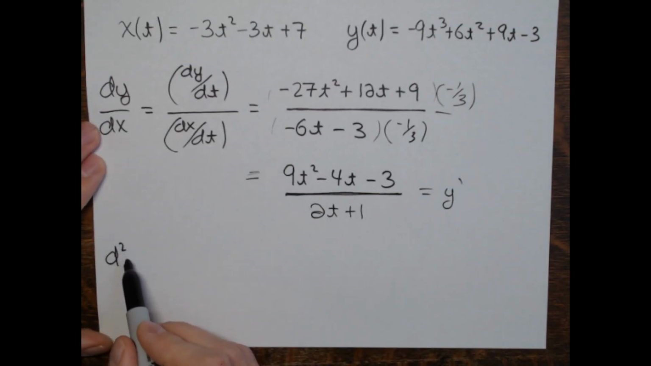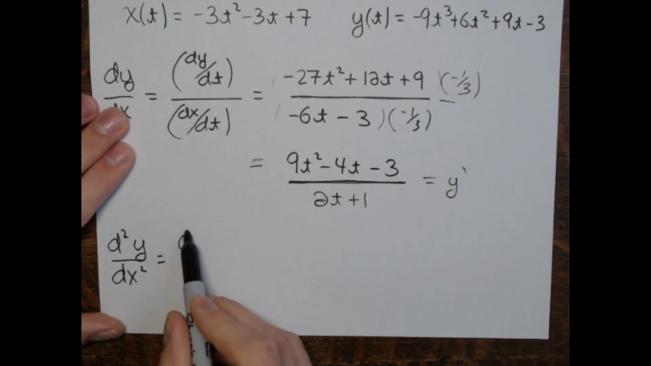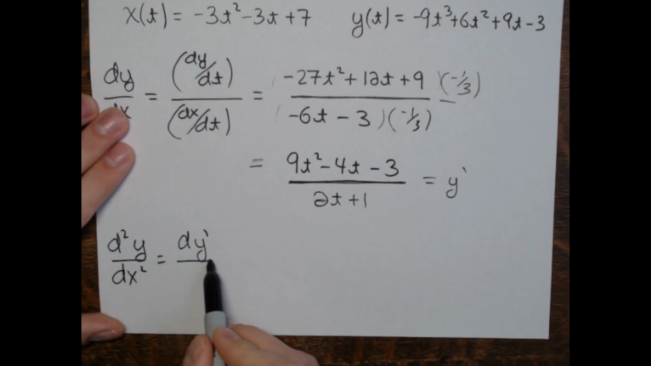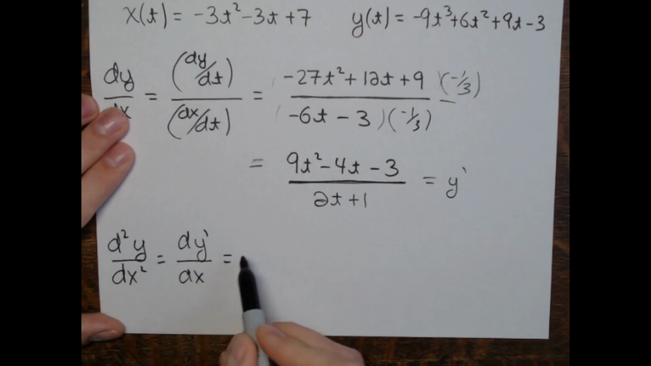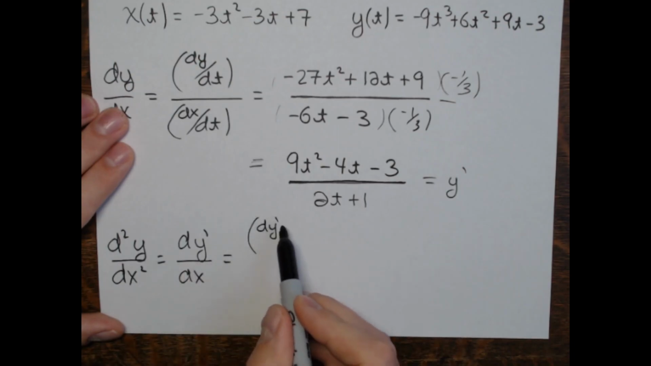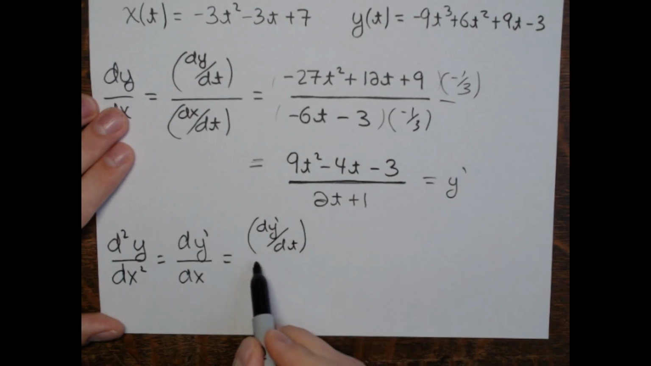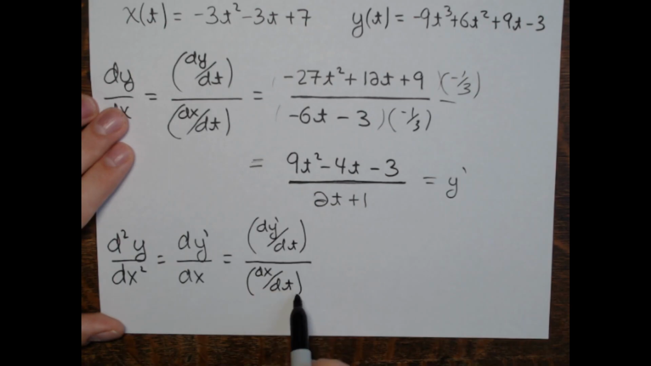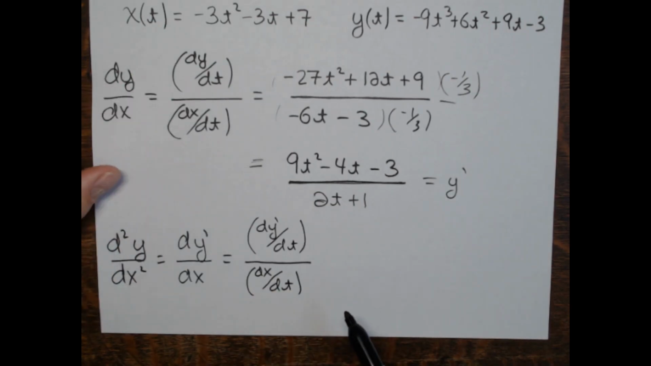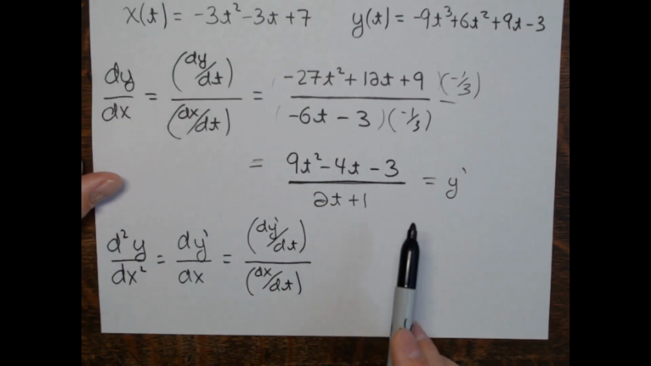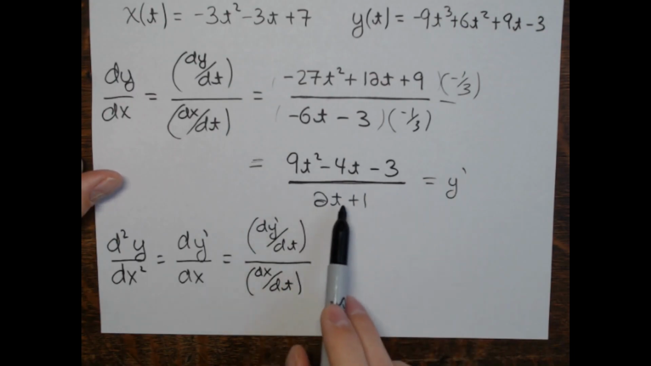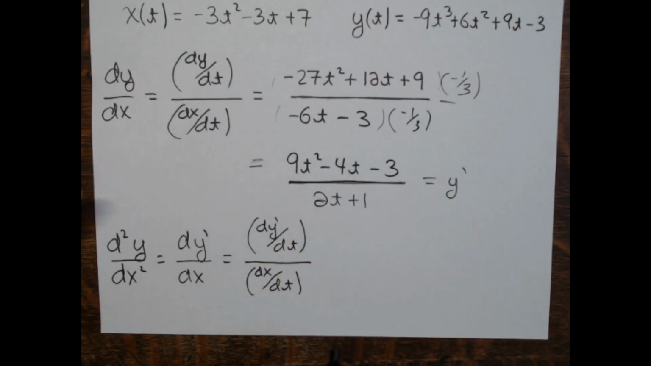Now, for the second derivative, d squared y over dx squared, remember, I'm thinking of that as the first derivative of y prime with respect to x. And then doing the derivative of y prime with respect to t divided by the derivative of x with respect to t. So this one's going to be a little annoying, because y prime up here is a fraction, a quotient. I've got to use the quotient rule.